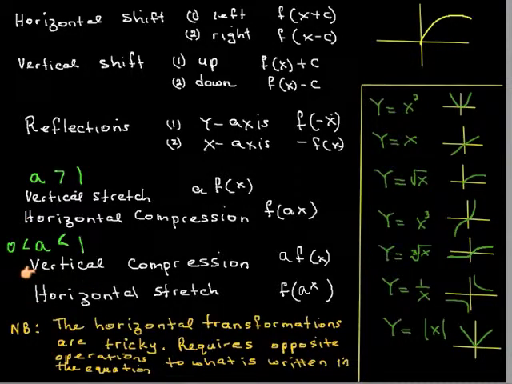Now, if you are compressing the graph vertically or stretching it horizontally, you put your a value, which is in front of the function for vertical compression, or a value in front of the x for horizontal stretch. The a values in both cases is between 0 and 1. So I want to caution you about the horizontal transformations. If we are creating point transformations, the best way to remember how to do the horizontal transformation is to reverse the operation that you see written in the equation. And we will do some examples now.